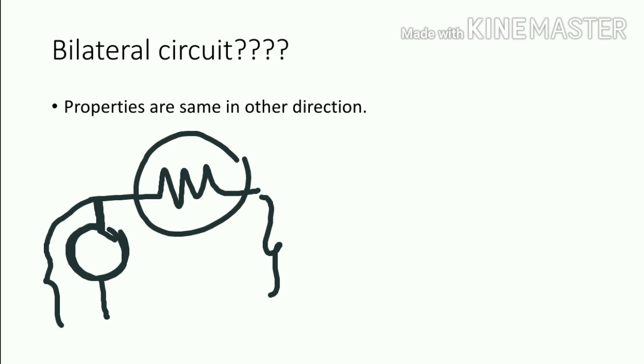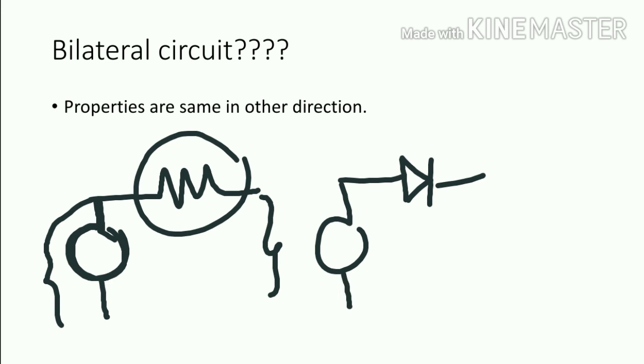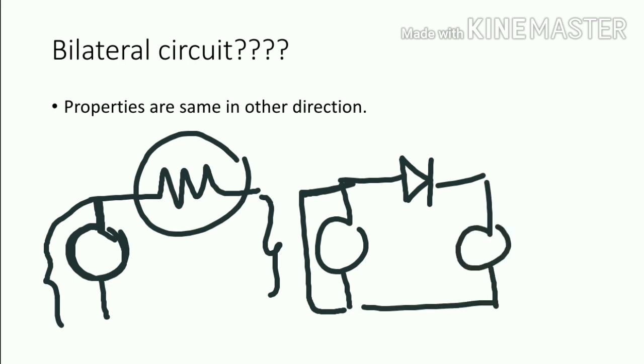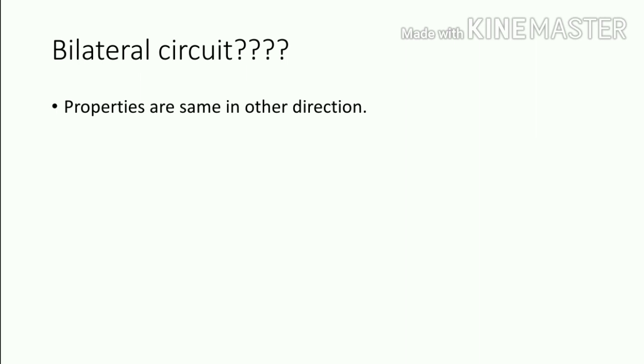But in the case of a diode, if the voltage is reversed, if I replace the voltage to here, it doesn't conduct, because we know that the diode operates in one direction. So this is a bilateral circuit: the properties are the same in the other direction if the voltage changes from one place to another.